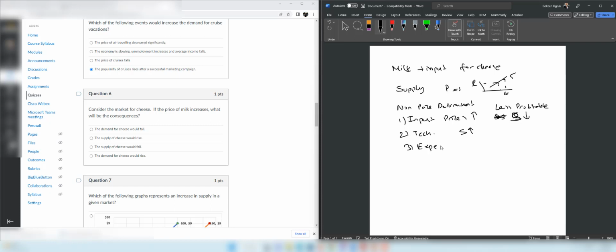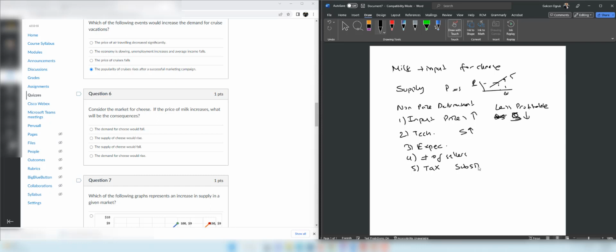Expectations. Positive expectations increase supply, negative expectations decrease supply. And the last one is the number of sellers. You can also include tax here. Tax is a cost. When the tax increases, supply decreases.